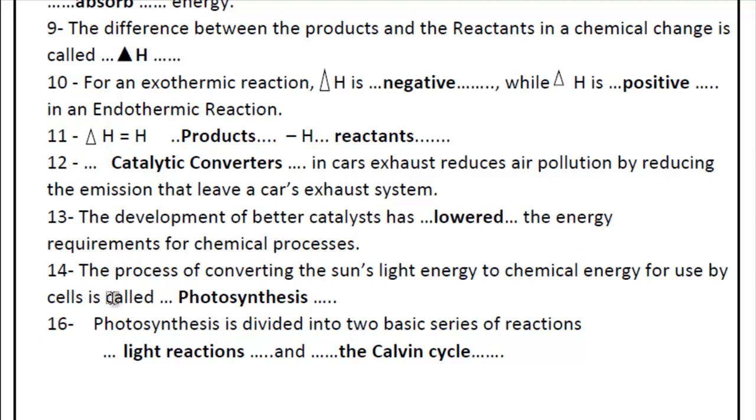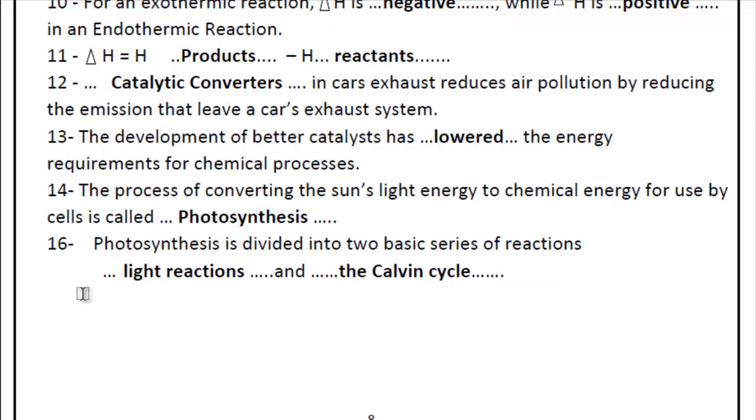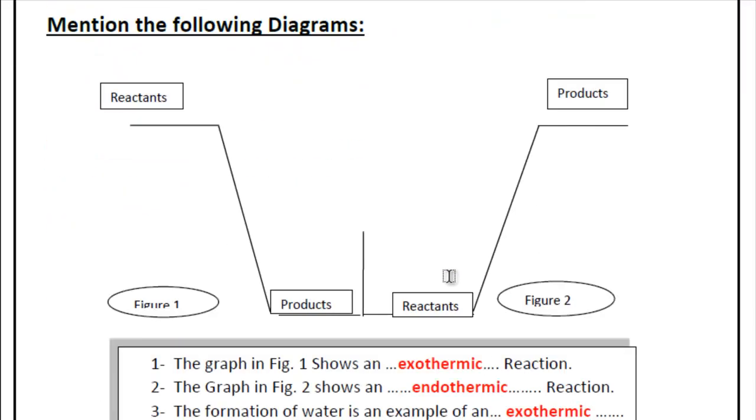Number 14, the process of converting sunlight energy to chemical energy by using cells is called the photosynthesis process. Number 16, photosynthesis is divided into two basic series of reactions. These are called the light reactions and the Calvin cycle.